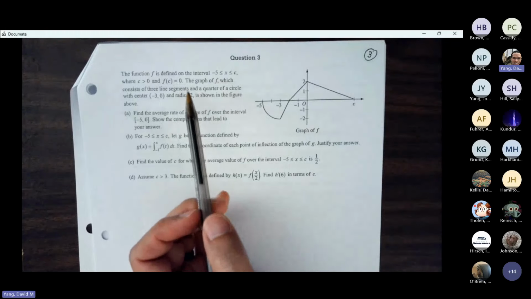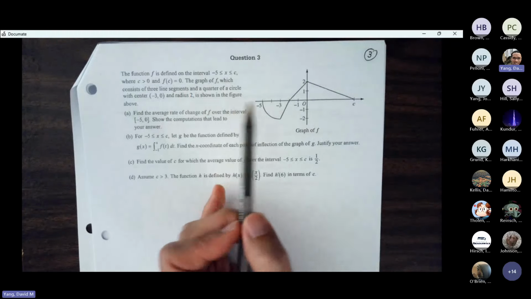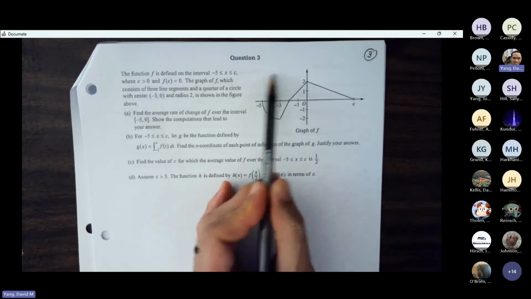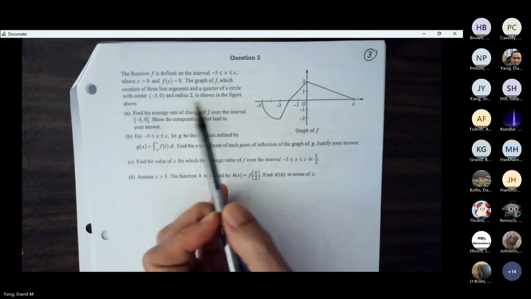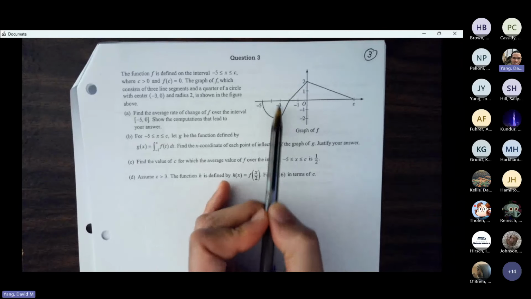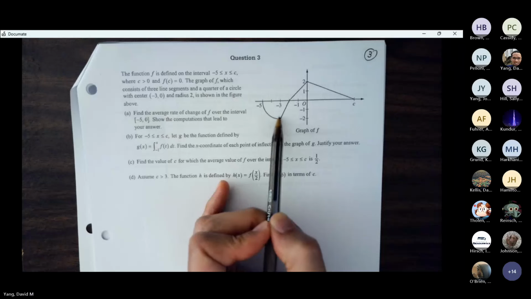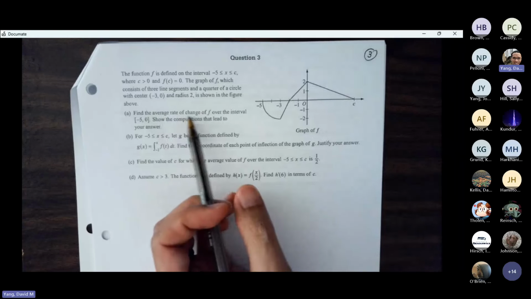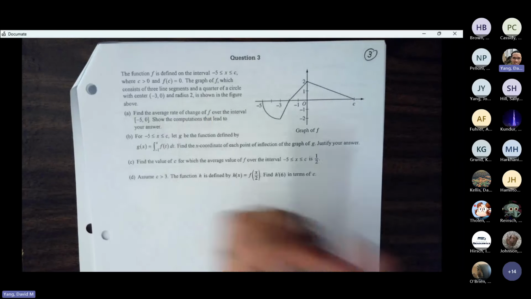The graph of f consists of 3 line segments and a quarter circle with center (-3, 0). So this is the center of the quarter circle, the imaginary circle here that we don't see, and radius 2. So they're just describing the dimensions and the location of the quarter circle. Okay, find the average rate of change over the interval from -5 to 0.